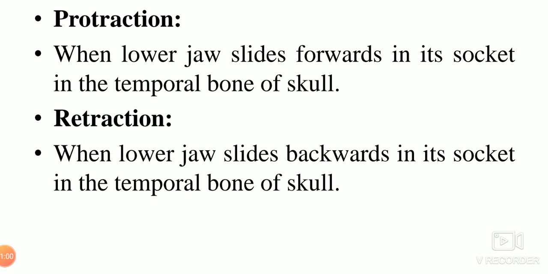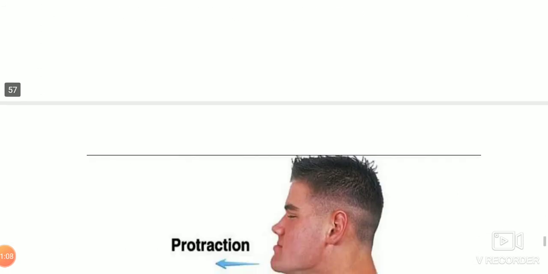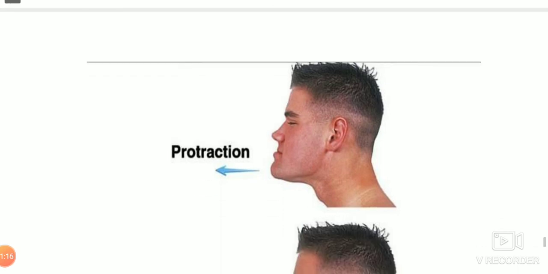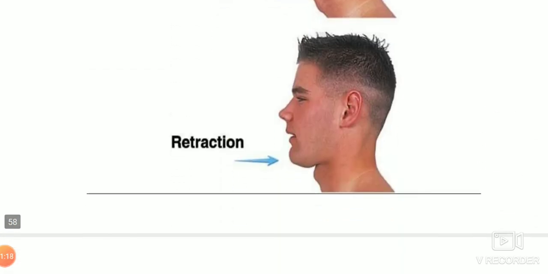Okay, now regarding protraction. Traction means pulling. When the lower jaw slides forward in its socket in the temporal bone of the skull, it is termed as protraction. Here you can see, when the lower jaw slides forwards in the socket of the temporal bone of the skull, it is termed as protraction. When the lower jaw slides backwards in the socket of the temporal bone of the skull, it is termed as retraction.